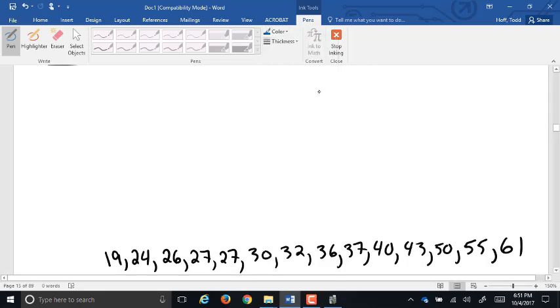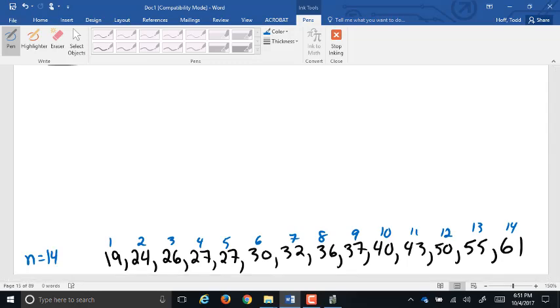Now, just to make this a little bit quicker for me, I'm going to number these 1, 2, 3, 4, 5, 6, 7, 8, 9, 10, 11, 12, 13, and 14. By the way, n equals 14.